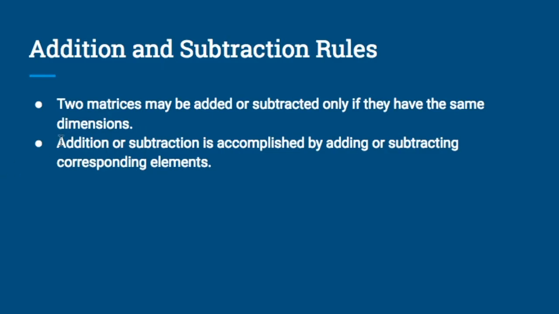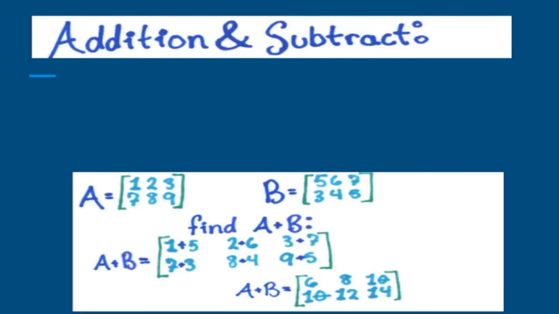For the second rule, we'll see this when we solve for adding two matrices together. As we can see here, both rules apply. So, with addition, A is equal to 1, 2, 3, 7, 8, 9. B is equal to 5, 6, 7, 3, 4, 5. Now, what we're supposed to find is the sum of both matrices. So basically, this is where the second rule applies. We have to add where each of them are corresponding.